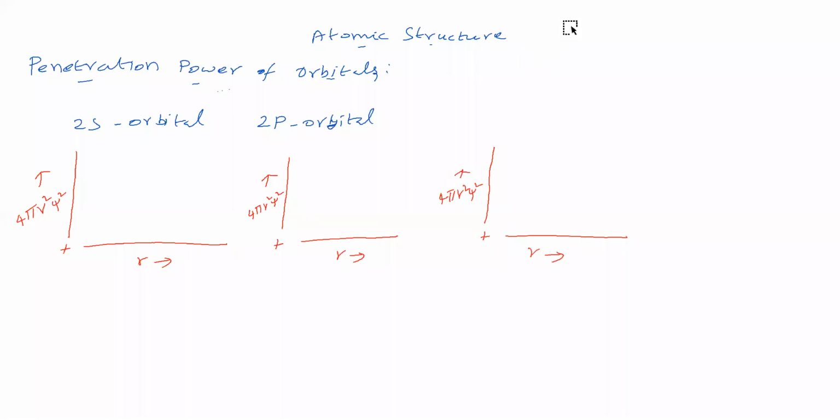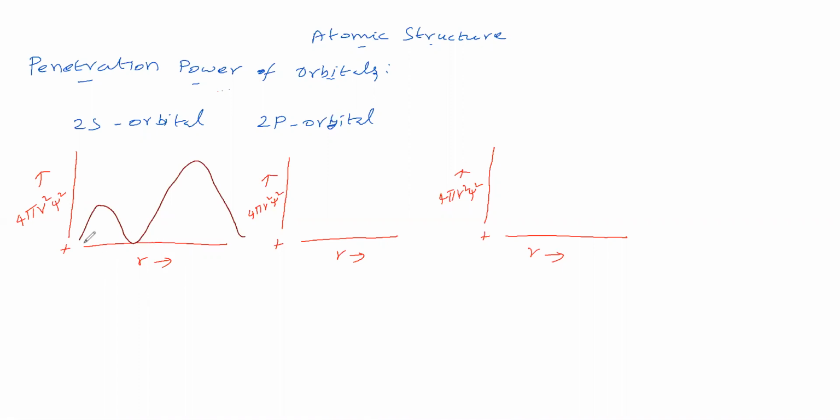Let us continue atomic structure. In this, we will see the penetration power of orbitals. First, we will take the 2s orbital. For the 2s orbital, the curve is like this. The graph is like this.